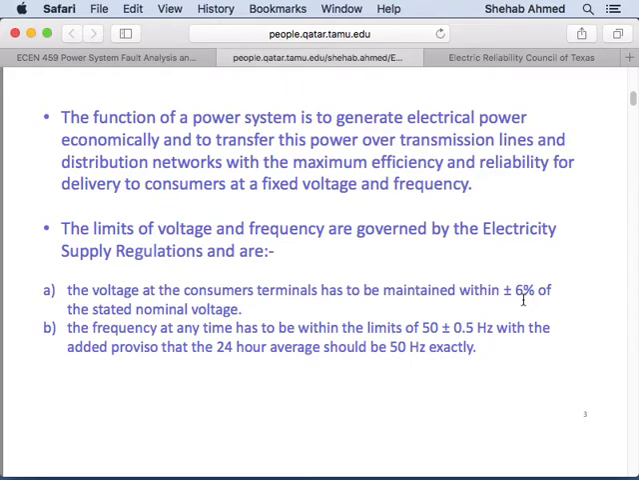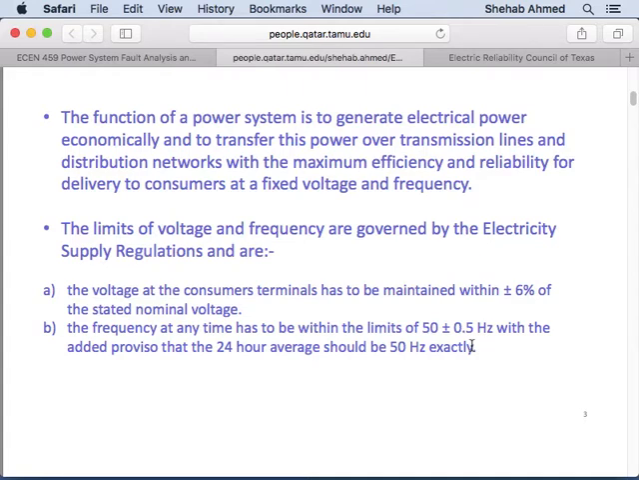So the standards differ at every voltage level. At the distribution level, it may be plus or minus 6% that is allowed, and frequency may be allowed to deviate from 50 hertz plus or minus 0.5, but have an average of 50 hertz throughout the day.